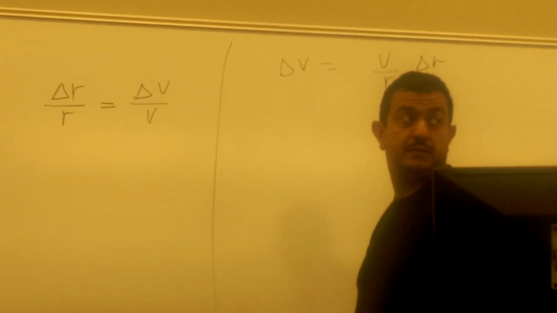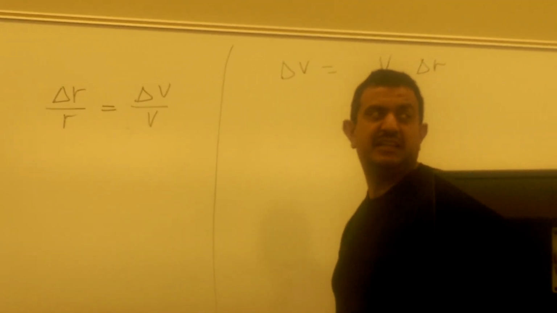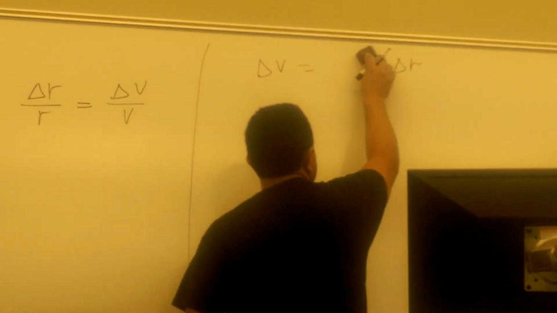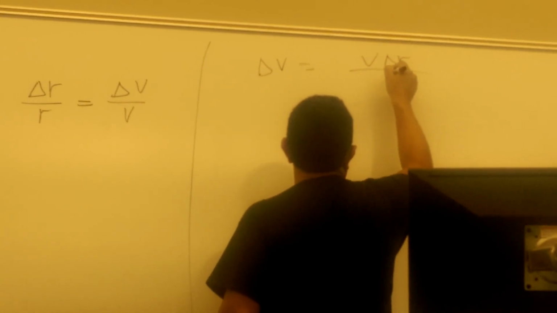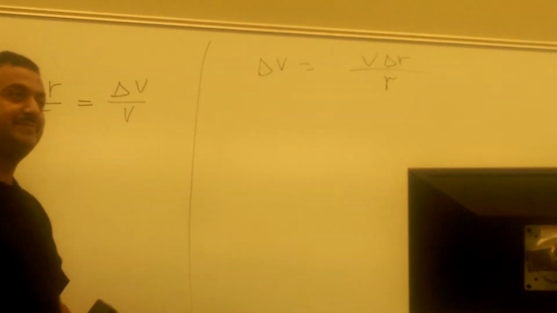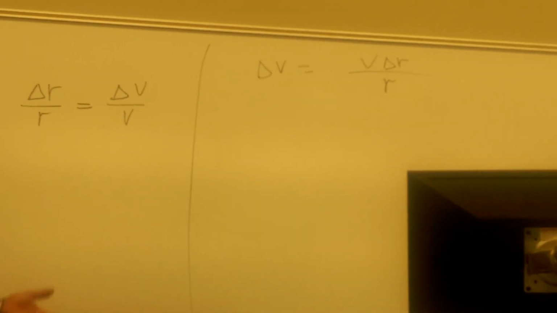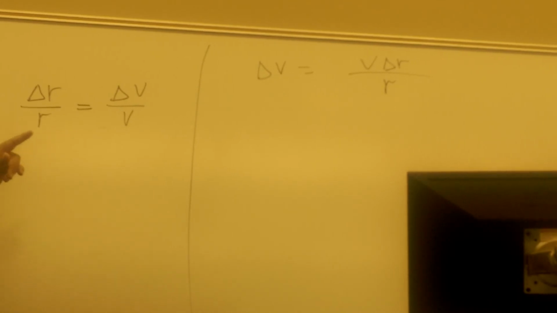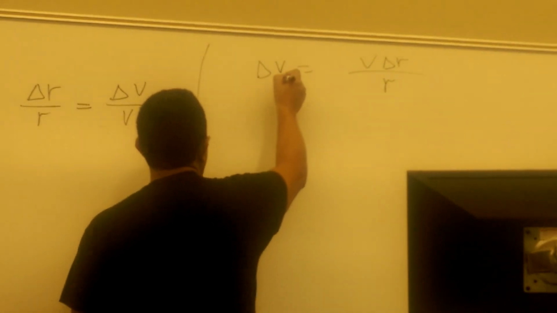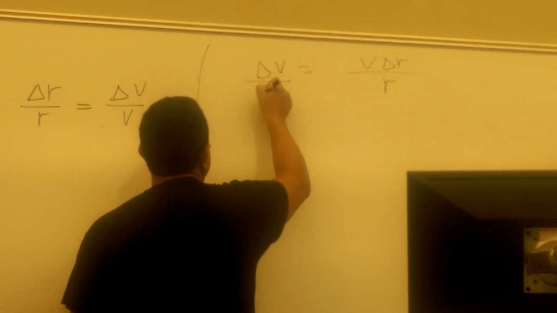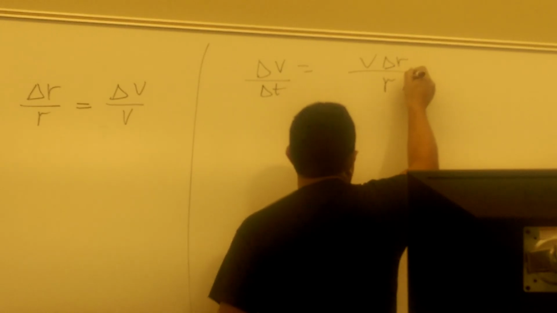Why did you put it as v over r? Just like the look of it. There's no reason. I mean, A times B divided by C will equal A over C times B, or B over C times A. It's the same math. There's no reason. What I'm going to do now, I'm going to divide both sides by delta t, and I'm going to divide here by delta t.